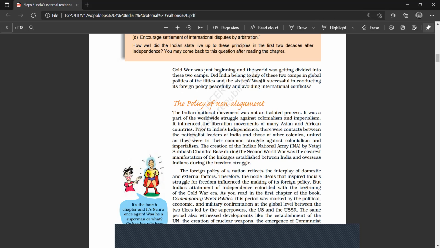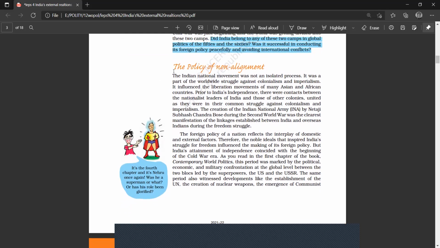of the 50s and the 60s? Was it successful in conducting its foreign policy peacefully and avoiding international conflicts? So here we are asking your question. Here the NCERT book seems to ask you what do you believe? Was India correct in not involving itself in any part of this group, any of the groups?